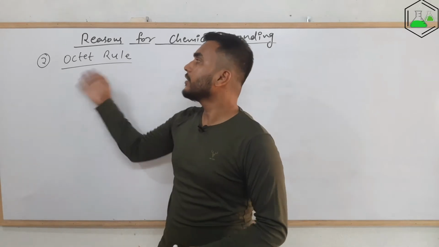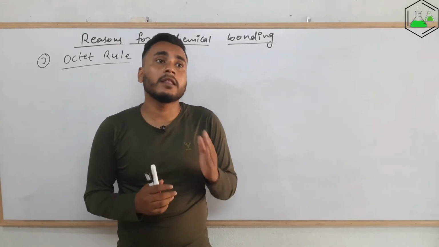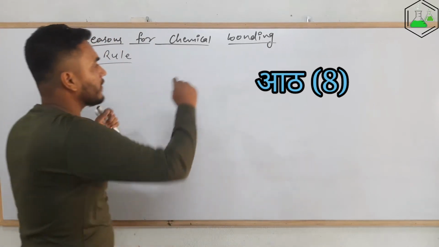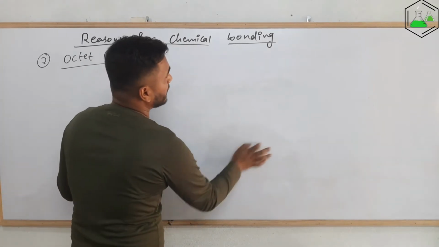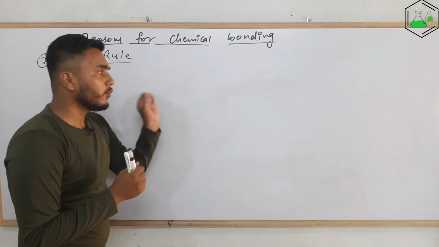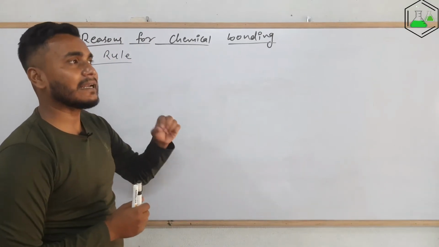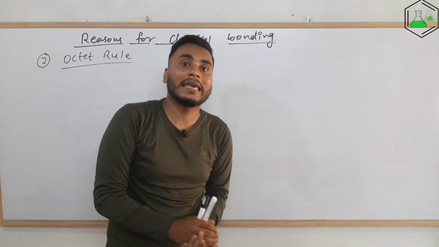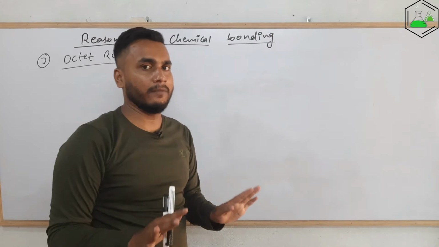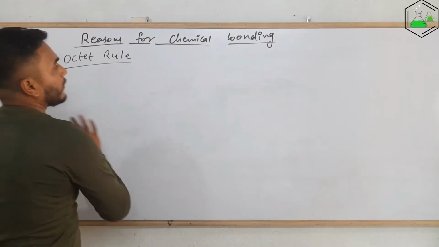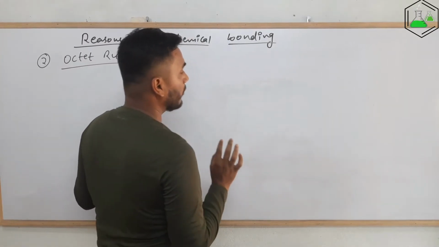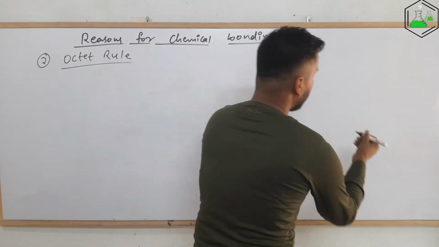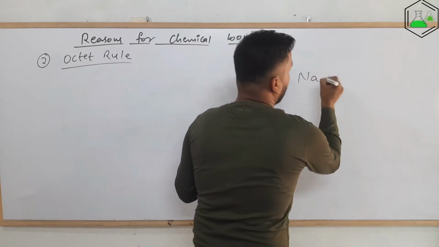The second reason is the octet rule. Octet resembles the Nepali word and Hindi word "8". 8 means 8. So if there is 8 electrons in the outermost orbital of any atom, then we call that stable atom, because that attains the electronic configuration of the nearest noble gas. Noble gas are very stable, right? So if there is 8 electron in its outermost orbital of any atom, then we call those atoms to be stable. Now what happens if we see sodium Na?